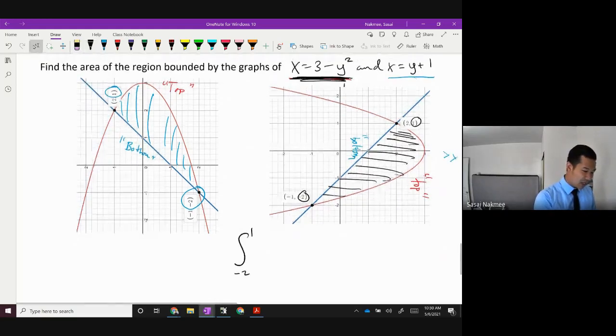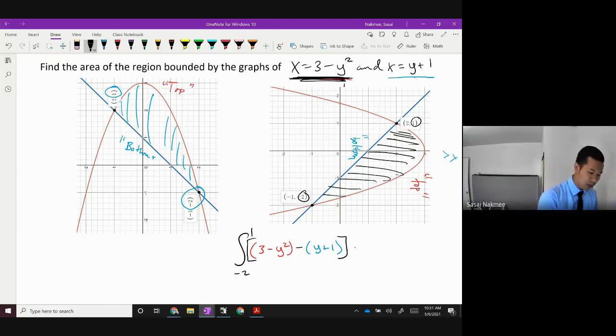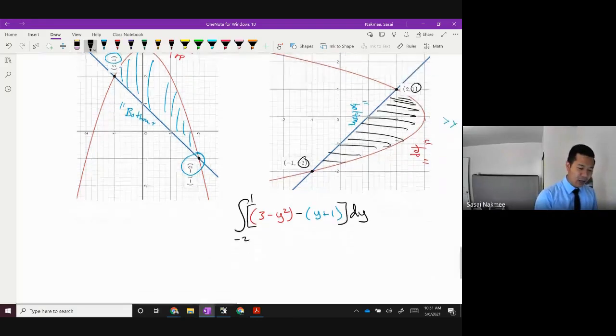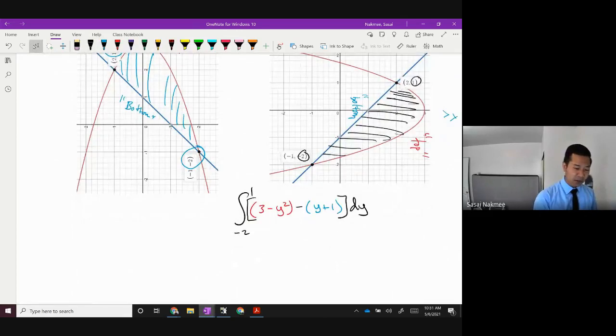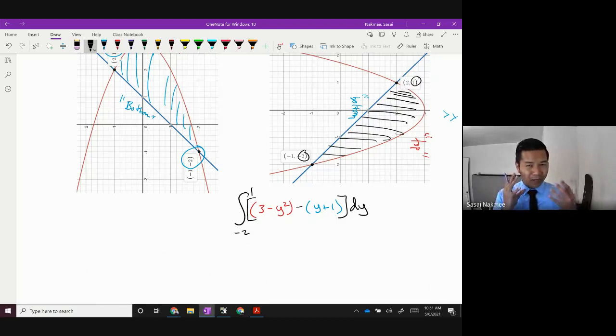Check this out. You ready? The top function is the red one, so that's going to be this function right here, 3 minus y squared. The bottom function is going to be this one right here, y plus 1. If I do this integral, I'm no longer doing it with respect to x. I'm doing this integral with respect to y. So when I rewrite it this way, I can still do my power rules and do this integral with ease. It just takes a little bit of your brain getting used to the fact that you're not writing x's now, you're just writing y's.